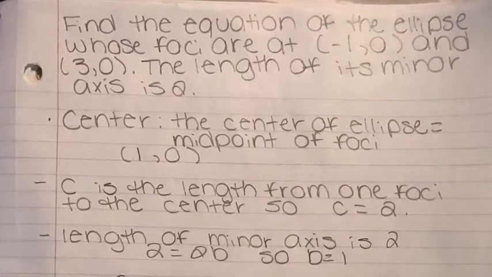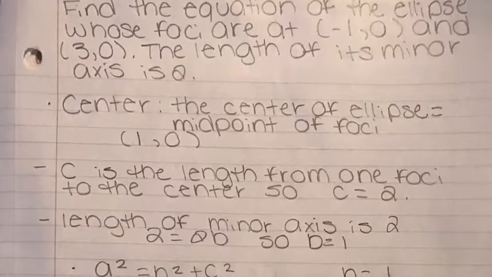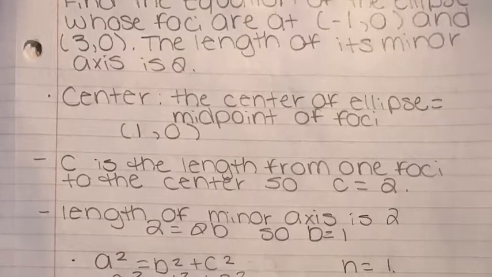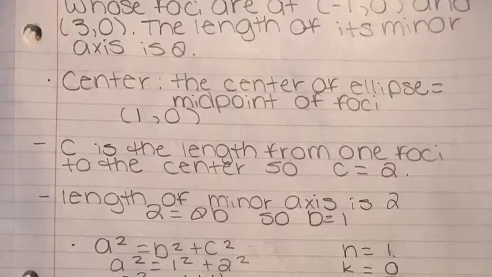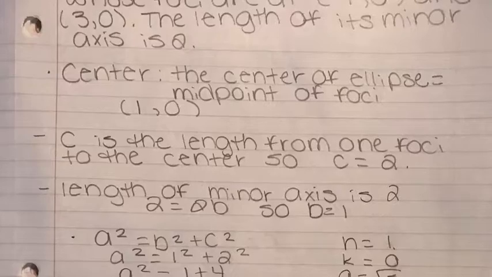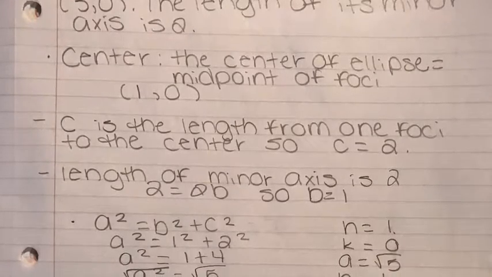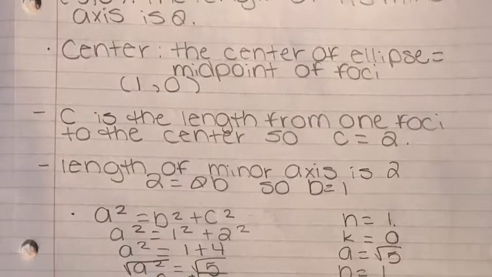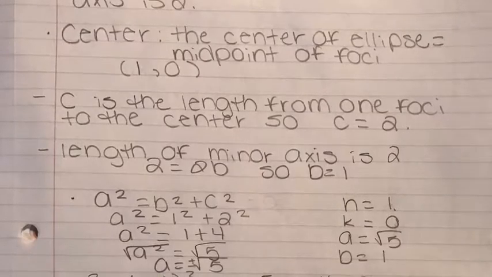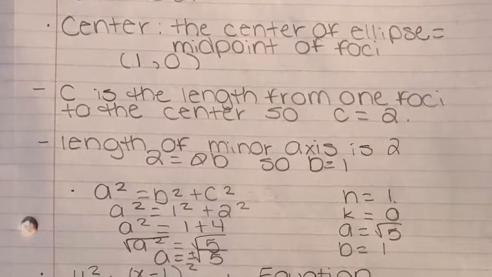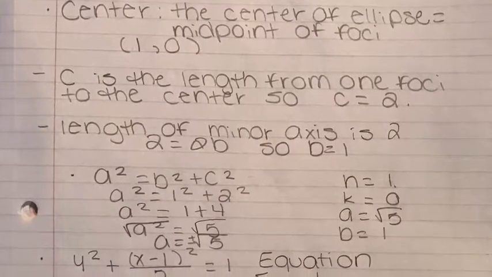For my second equation, it was to find the equation of the ellipse whose foci are at -1, 0, and 3, 0. The length of its minor axis is 2. To recall, the center of the ellipse is the midpoint of the foci, which when placed on a graph is in between -1, 0, and 3, 0. The center would be 1, 0. To find c, it would be the length from one focus to the center, so c equals 2. The length of its minor axis is 2, which is 2 equals 2b, so b equals 1.